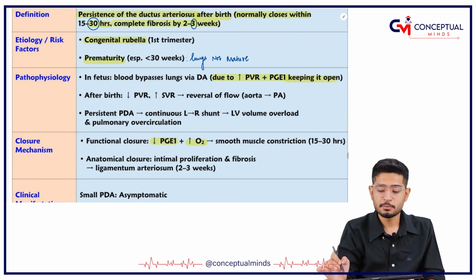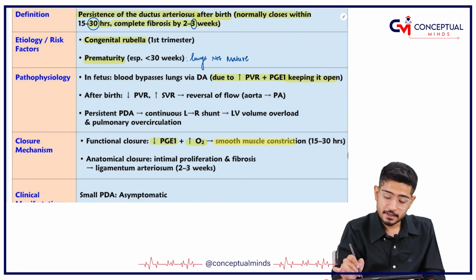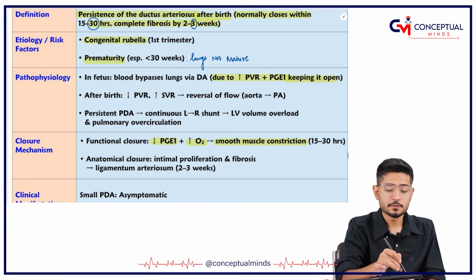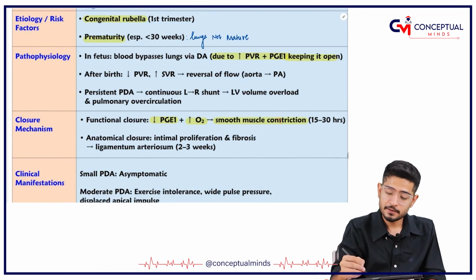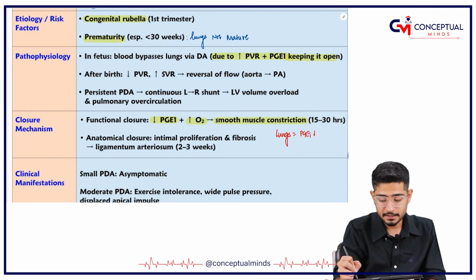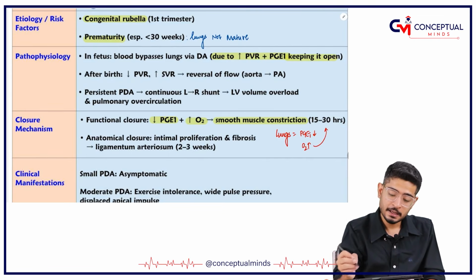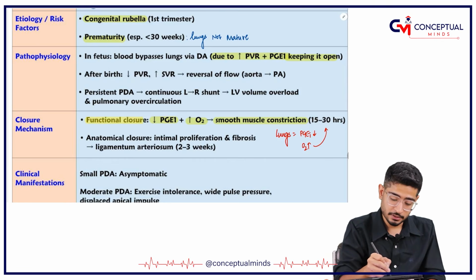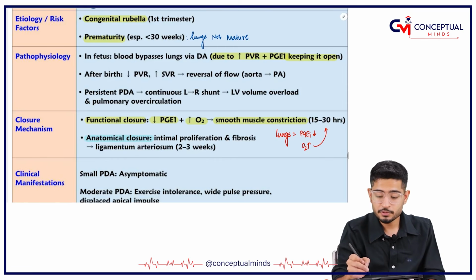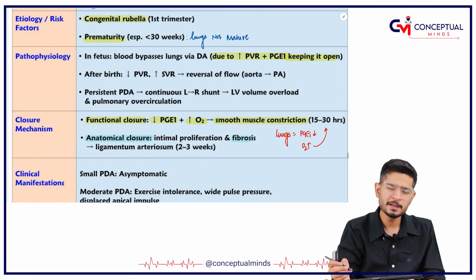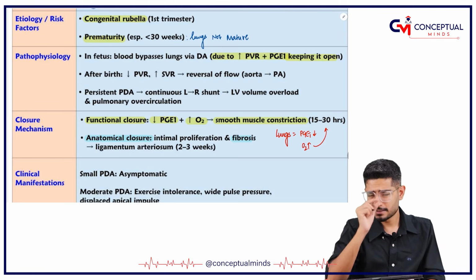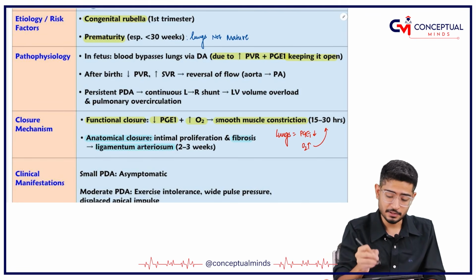Now see what happens: if there is a decrease in the amount of prostaglandin E1 and an increase in the amount of oxygen, this leads to smooth muscle constriction. So once the lungs are developed properly, there will be a decrease in prostaglandin E1 and increased oxygen, which causes smooth muscle constriction, and that leads to the functional closure. But there is anatomical closure also. What do I mean by anatomical closure? The fibrosis which I told you. The anatomical closure remains as the ligamentum arteriosum.